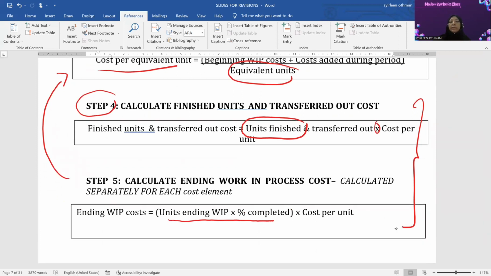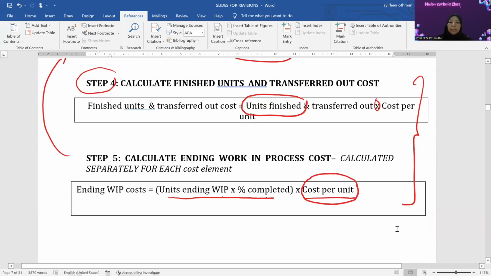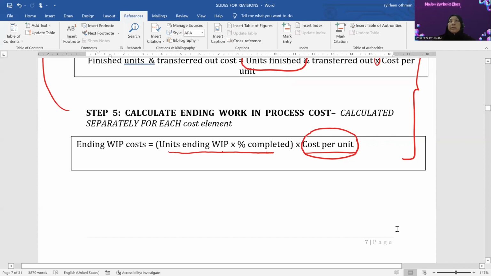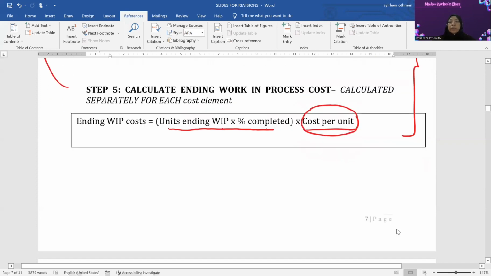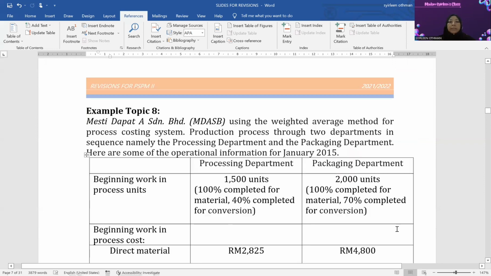So your ending WIP tadi yang you darab dengan percentage of completion, kita akan darab based on the respective items. So kalau saya nak kira untuk direct materials, I akan ambil cost per unit for direct materials. So saya darab dengan the ending WIP unit tadi. Kalau saya nak kira conversion cost, I'll take the amount for the conversion cost, the value for the conversion cost, and I will multiply with the ending units WIP yang saya dah kira tadi. Okay, so ini basically the asas lah yang kita kena faham before we do the table. Okay, so we look at example.